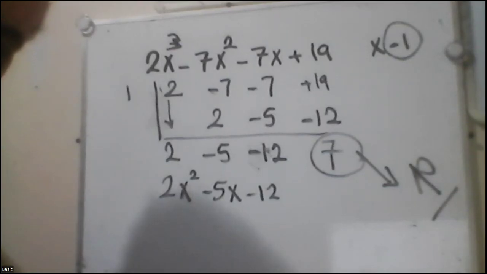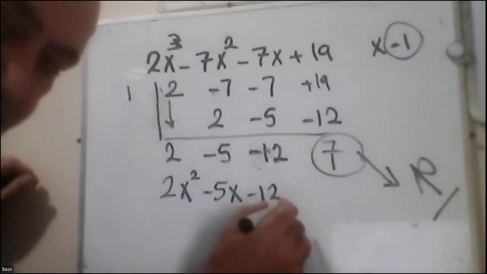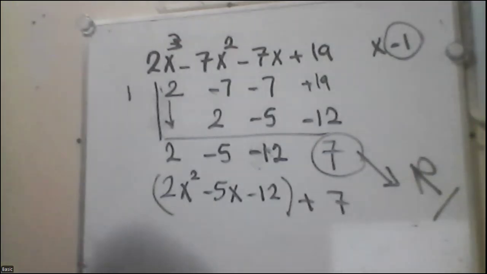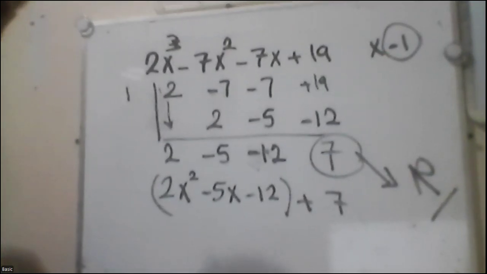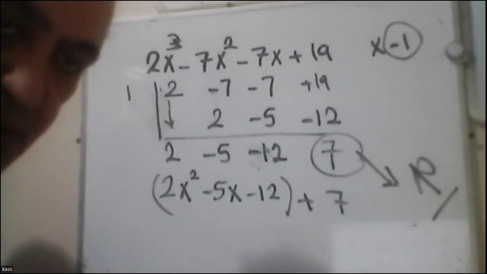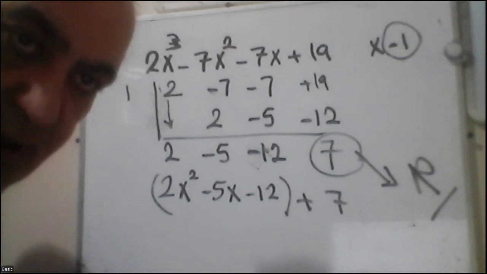Okay. Plus 7. That is together, like this way, plus 7. Okay, that is another example on how we do the remainder. So that's another example of how we do the remainder.